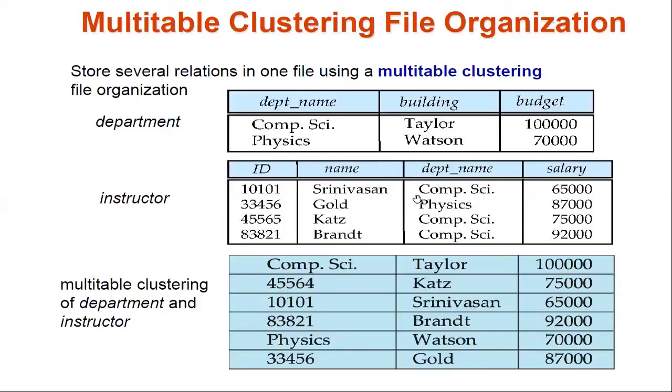Okay, so now if you are going to combine these 2 files, this is what we call a multi-table clustering file. So here you are combining more tables or different content in this one table. Okay, so you can see here computer science, Taylor, and then 1 lakh. Okay, and then computer science, Taylor, 1 lakh, and then the remaining related content. That's what we are calling clustering.